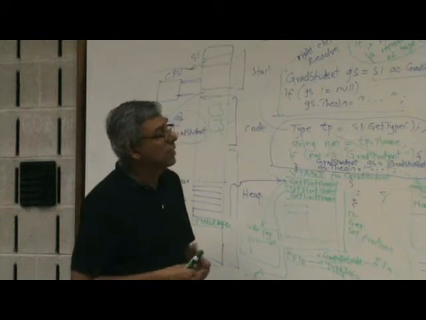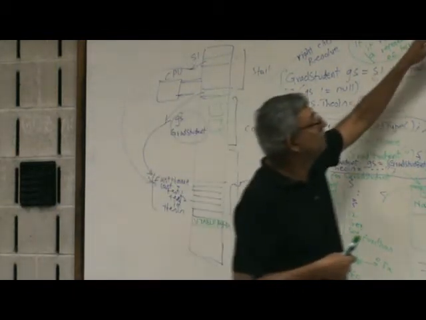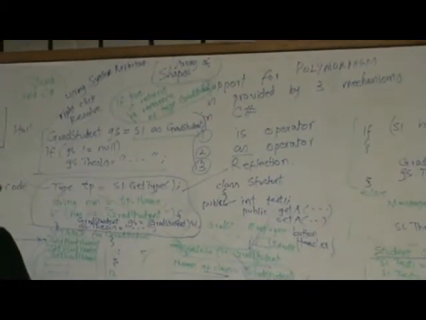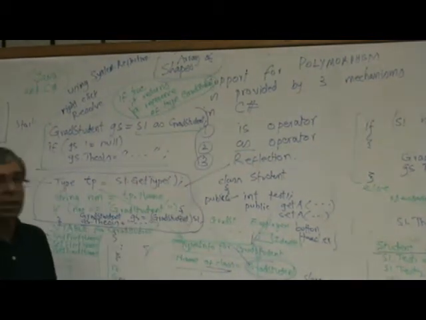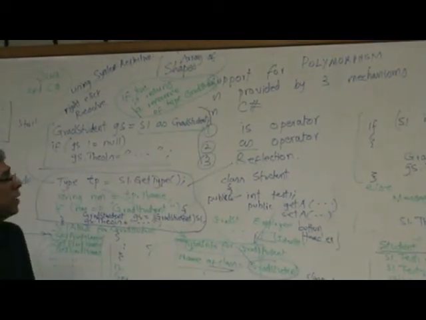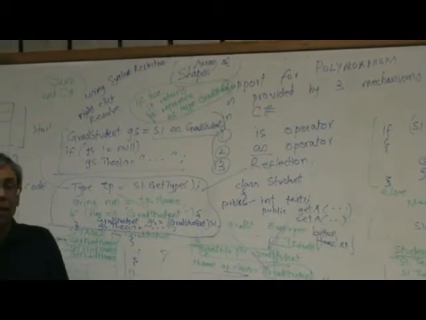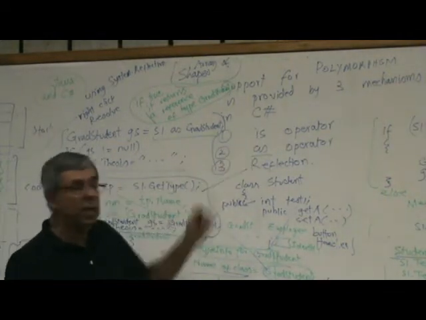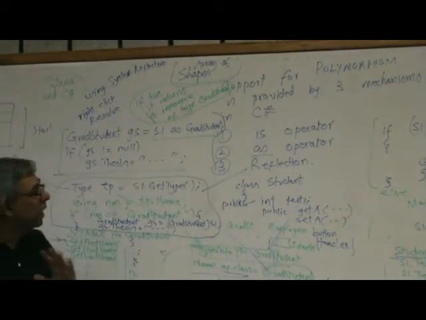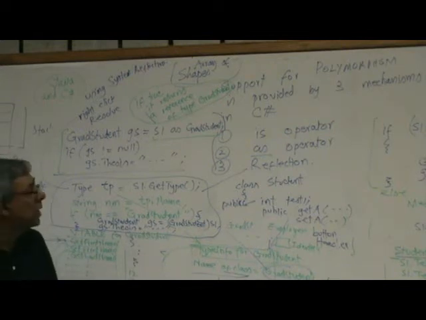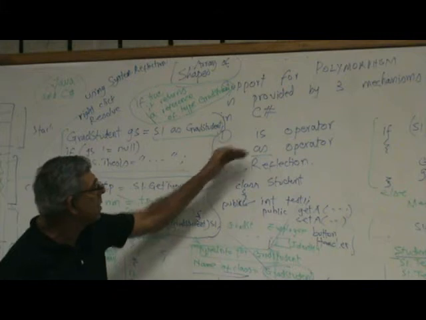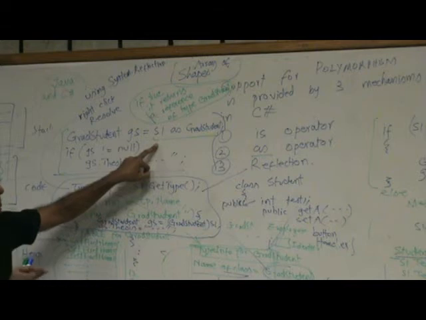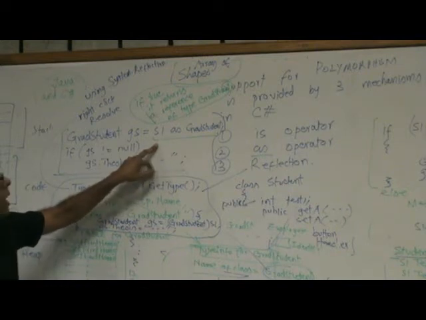Anyway, to summarize, the support for polymorphism in C# is provided by 3 mechanisms. And what are those 3 mechanisms? Is, as, reflection. So as you are programming, you should be fluent in all 3 of these. Sometimes you will see people using the is operator, sometimes the as operator, sometimes reflection. All 3 of them can be used. However, as I showed you, the as operator is as if sending somebody to a shop and saying, if you find this thing, bring it back.